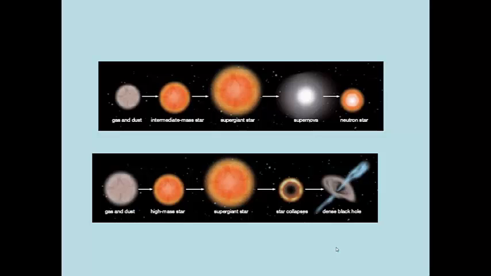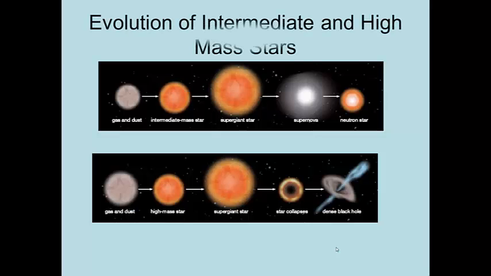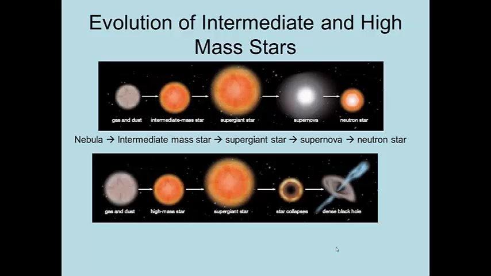The evolution of a high-mass star. The evolution of intermediate and high-mass stars. Nebulas form intermediate mass stars, then form supergiants. At the end of its life cycle, an explosion or supernova occurs, and that eventually forms a neutron star.